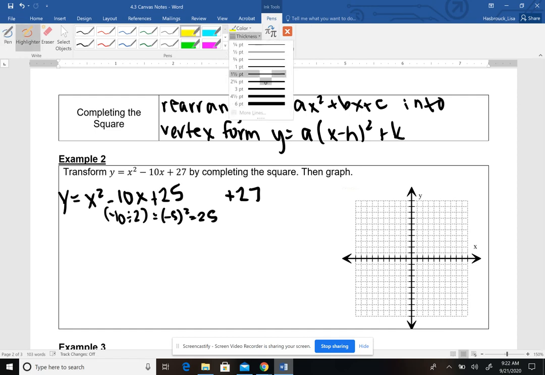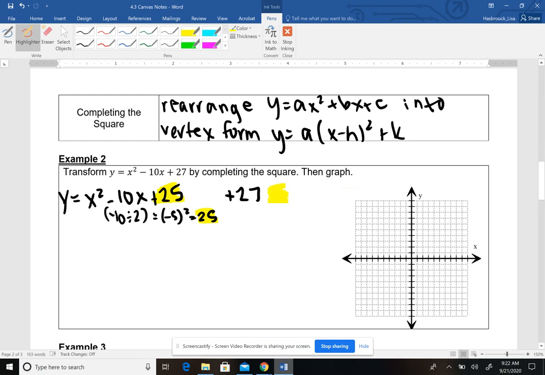Okay, so notice, I got 25 when I divided by 2 and squared it. I put the 25 here. However, we're not trying to change the value of this problem. So we're going to do the opposite to the right-hand side. So since we added a 25 on the left, we're going to subtract 25 on the right, because essentially 25 minus 25 will cancel out. It's as if we never did it.